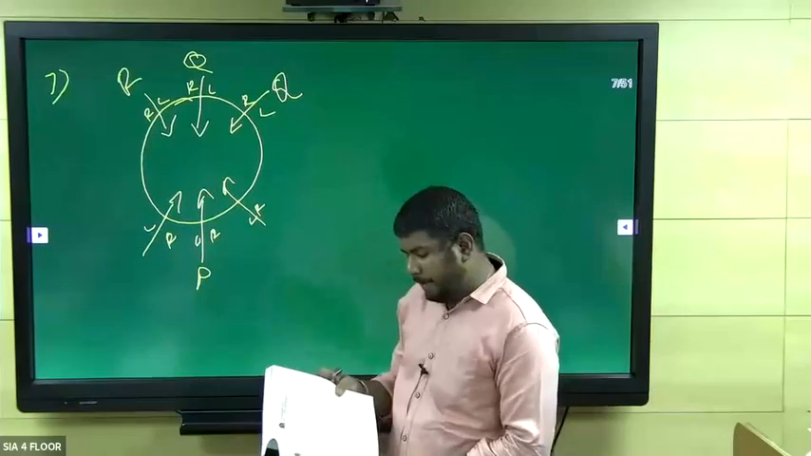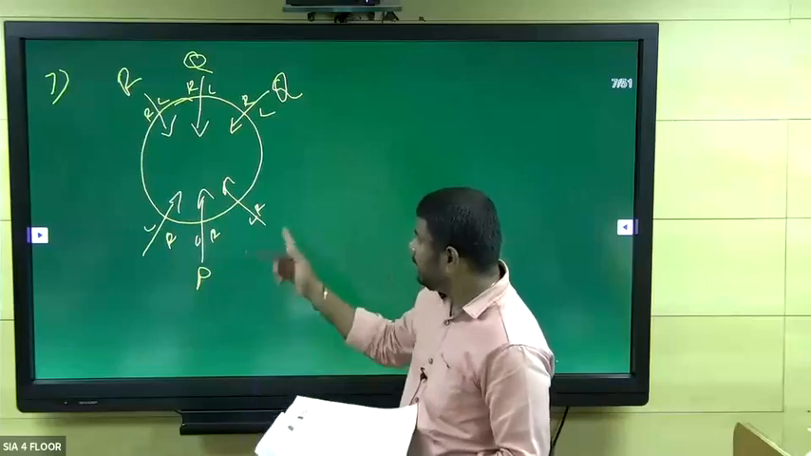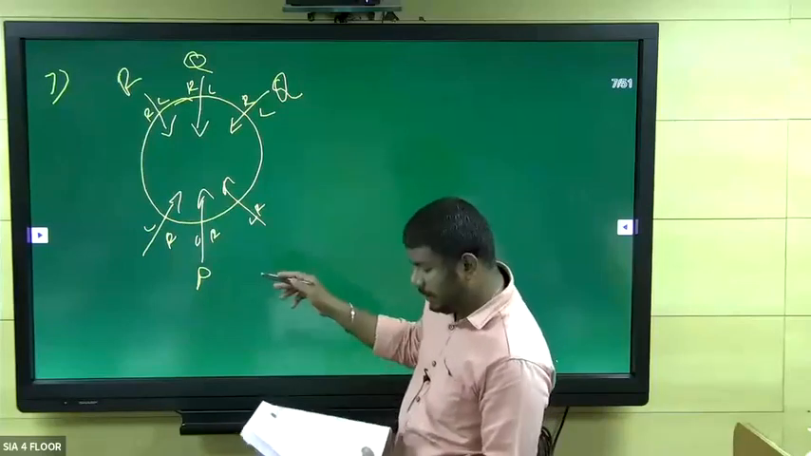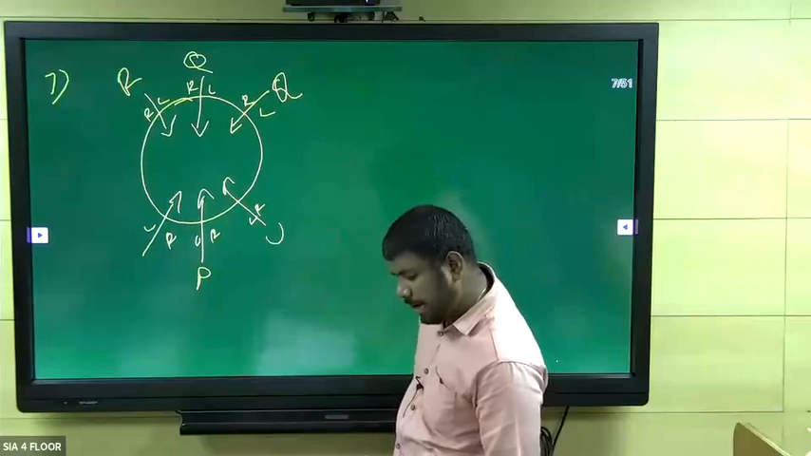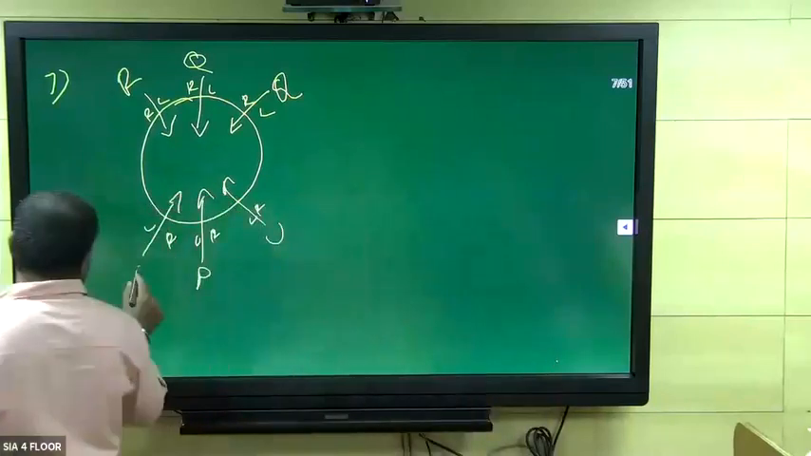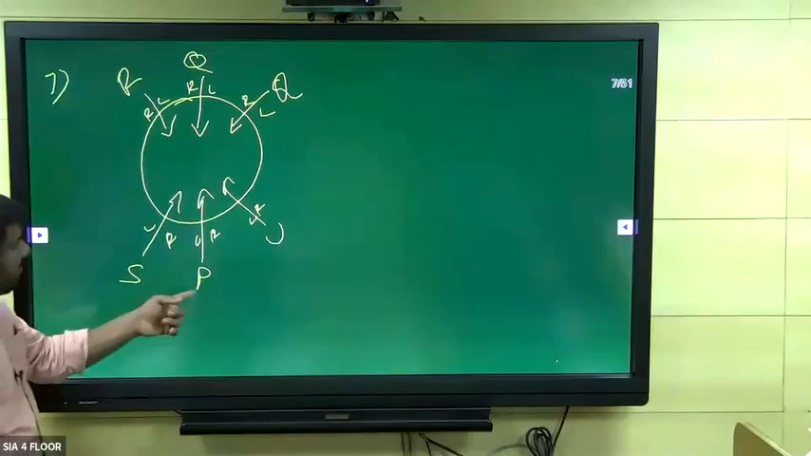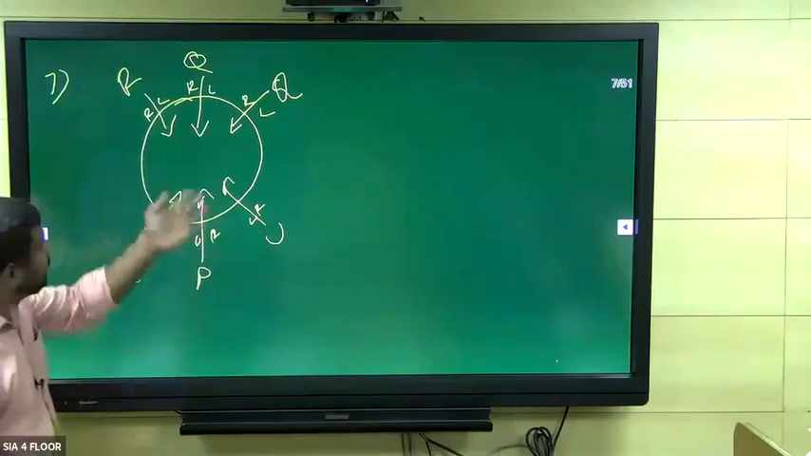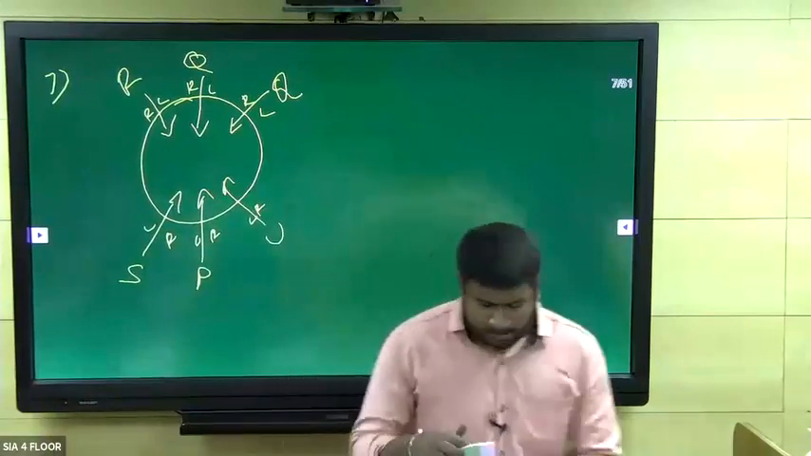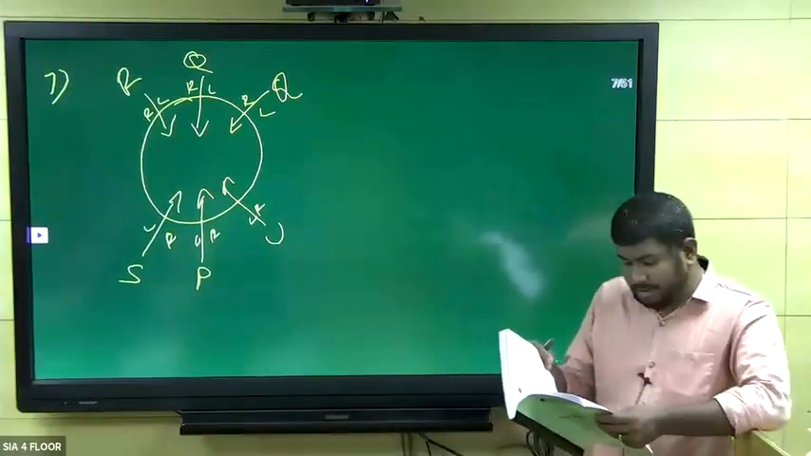Next, P is to the left of U. So from P, this direction will be the left. P is to the left of U and right of S. According to S, P should be in the right direction. According to U, P should be in the left direction. So this is the diagram for us. It's a very easy question. We have finished that.